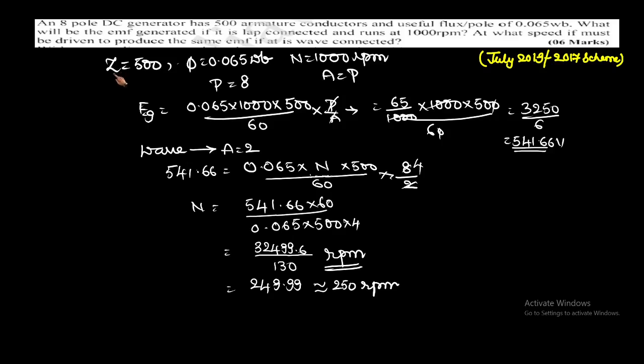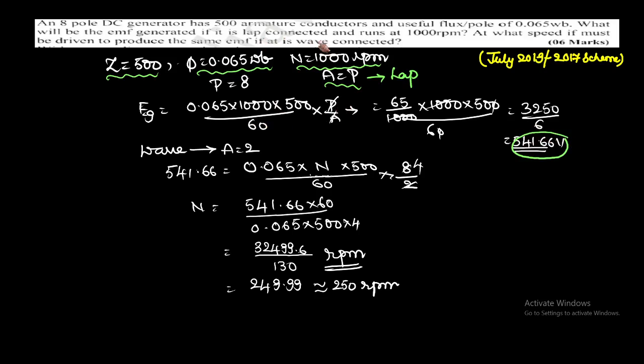See this problem. I have written all the information given. Z is the total number of conductors, flux per pole is 0.05 Webers, speed is 1000 rpm, and A equals P, since it is lap connected winding. So Eg equals 0.05 into 1000 into 500 into P by A, just substituting all the values. If you do this, you will get 541.66.